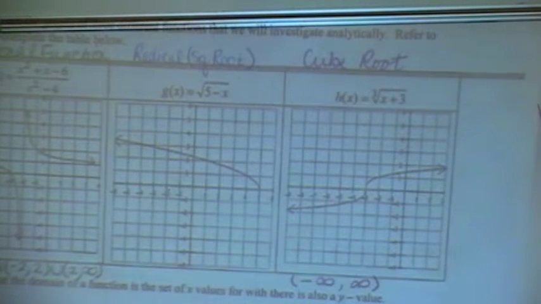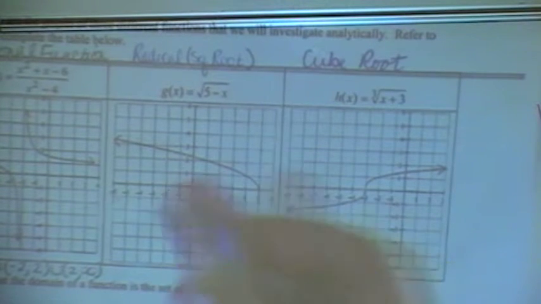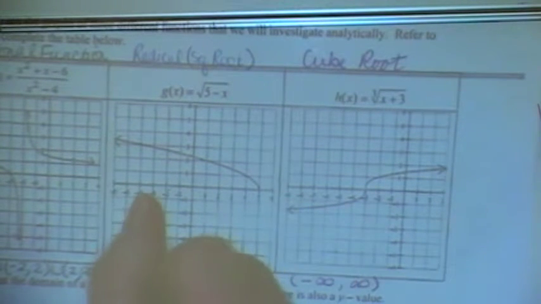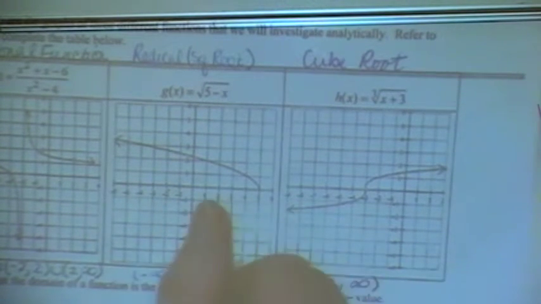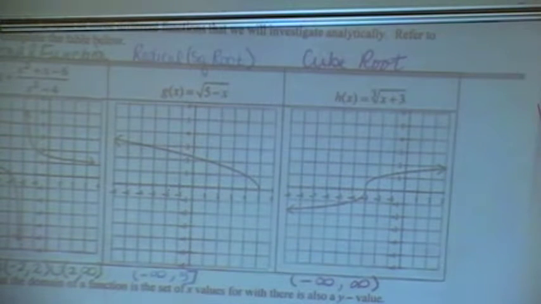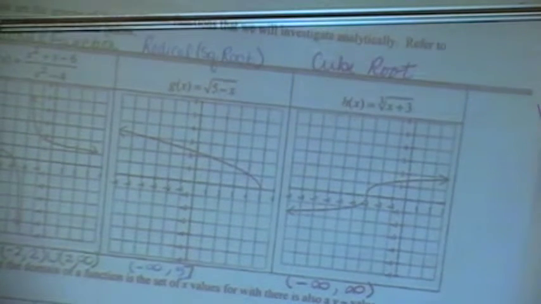Let's go back and do the radical. Let's see. How far left? How far right? And bracket. There, very good. Bracket. So that's a solid dot there on the 5. So far, so good? Everybody feel good about this? This is easy, right?